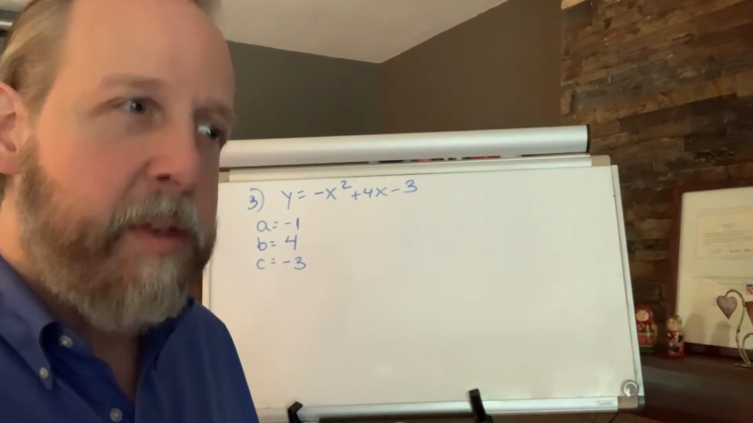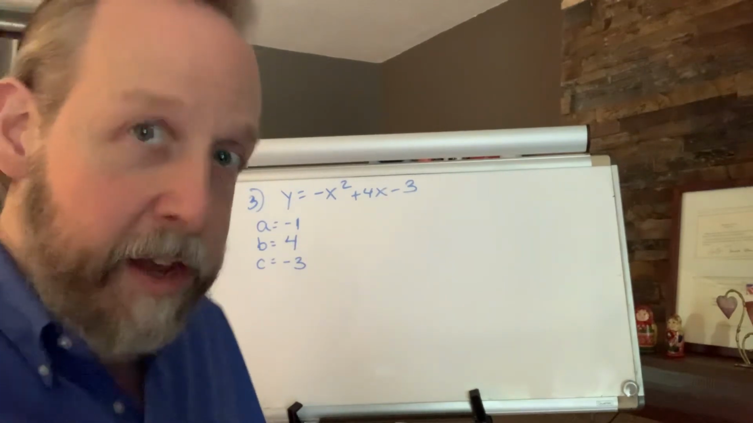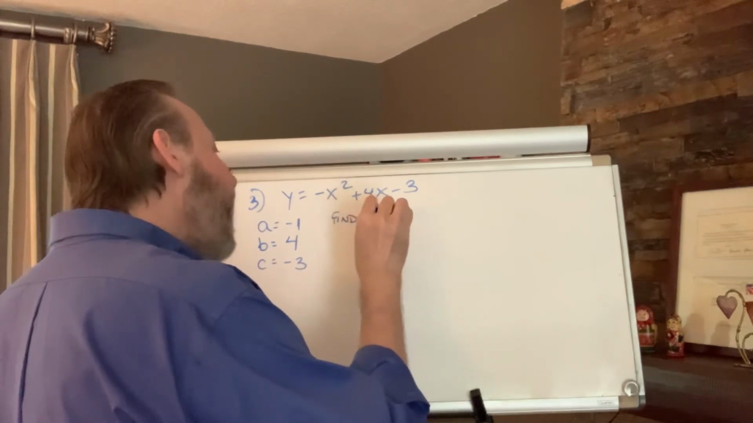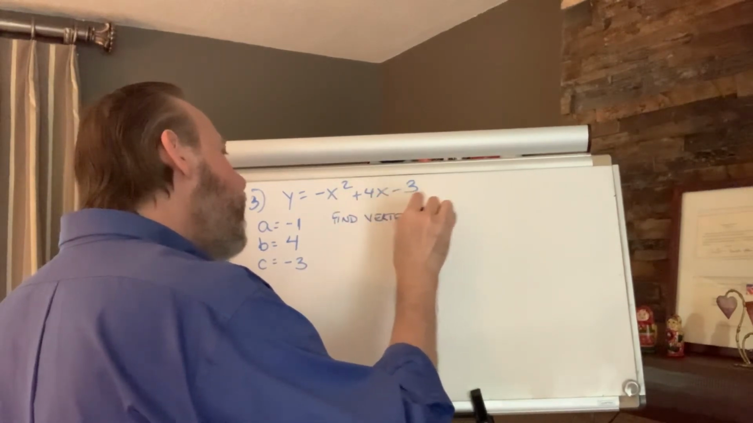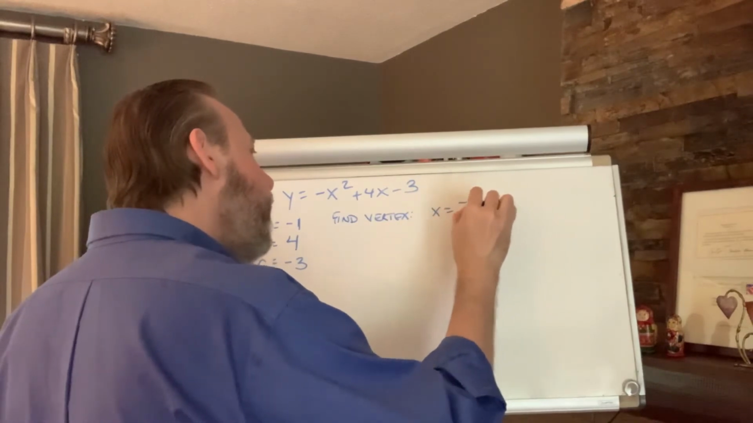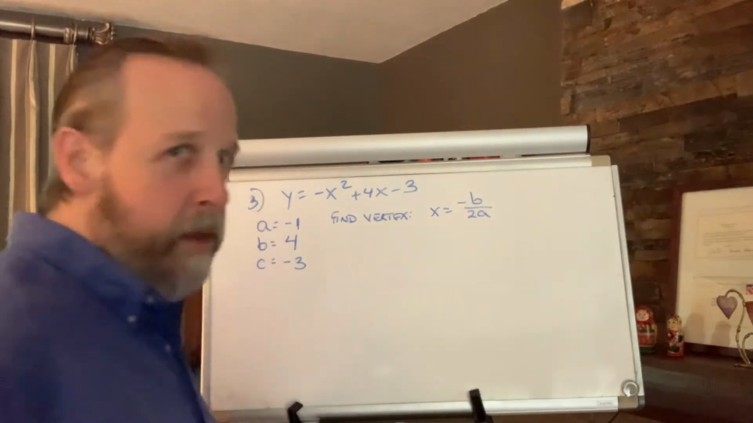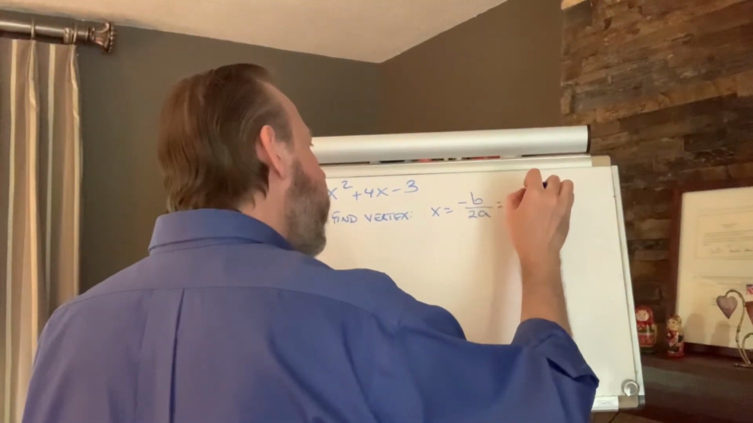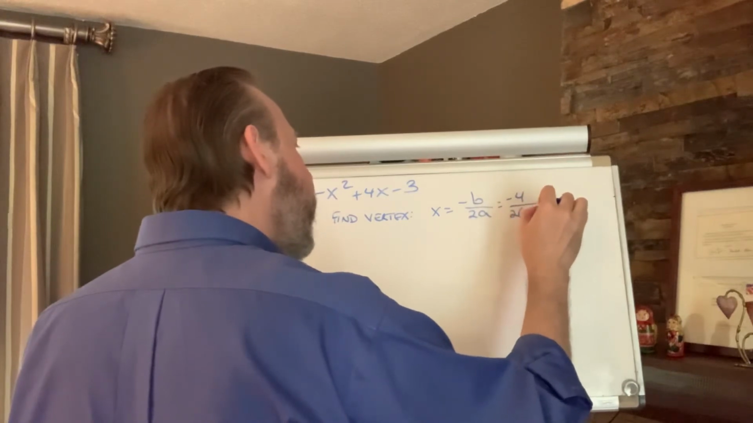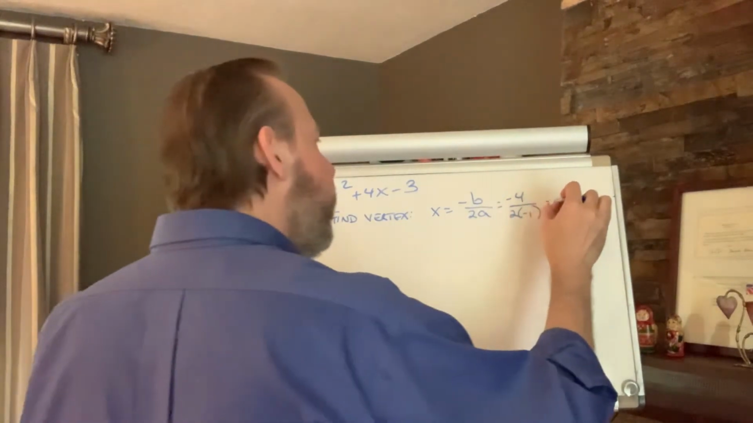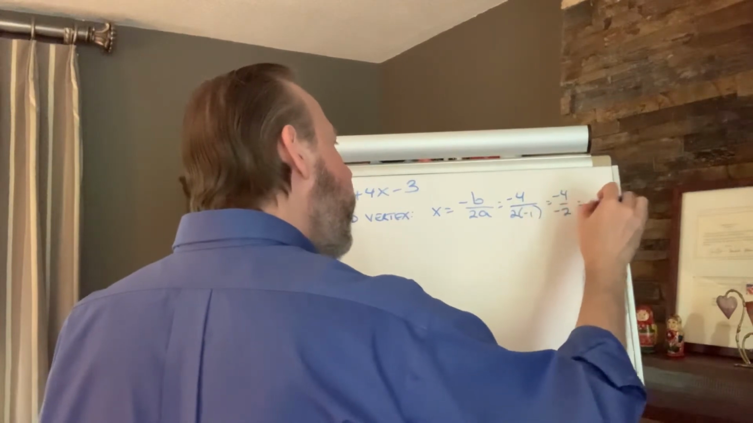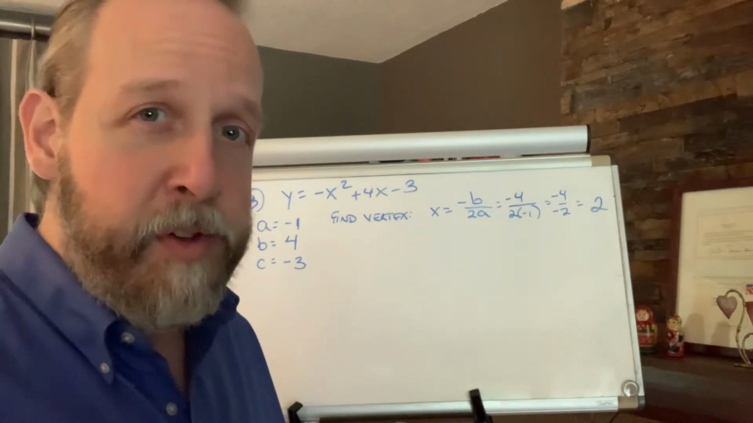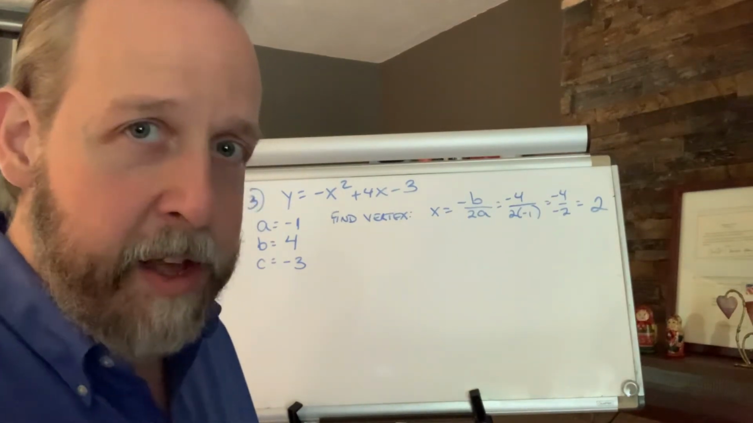How do I graph this? I need to find the vertex, as I've been doing each and every time. How do we find the vertex when it's in standard form? Well, we use this little equation where x equals -b over 2a. Okay, plug in what we know. -b is -4. 2a is 2 times -1. Well, that's -4 over -2, which is 2. So the x value of our vertex is the number 2. Plug it in to see what the y value of the vertex will be.